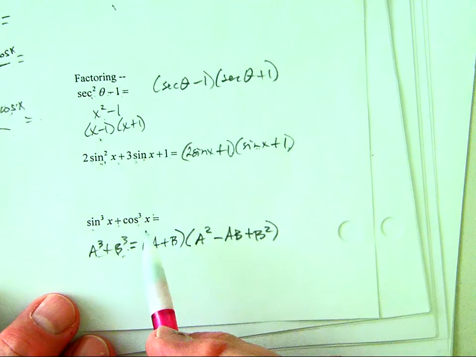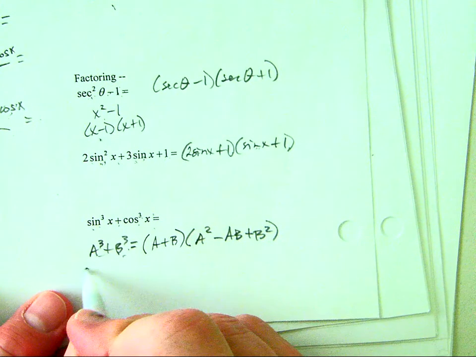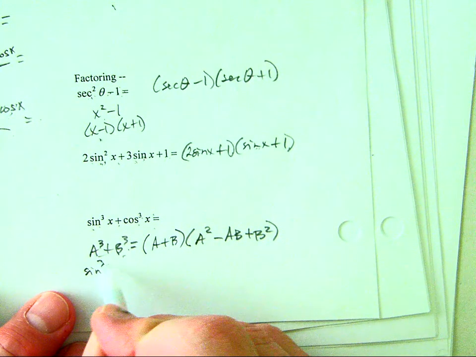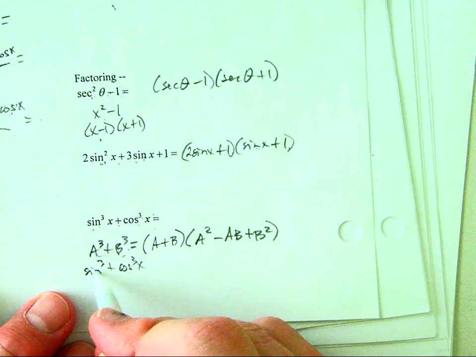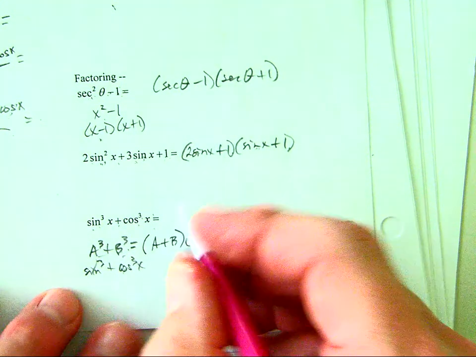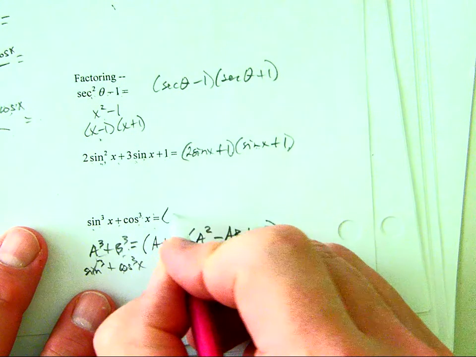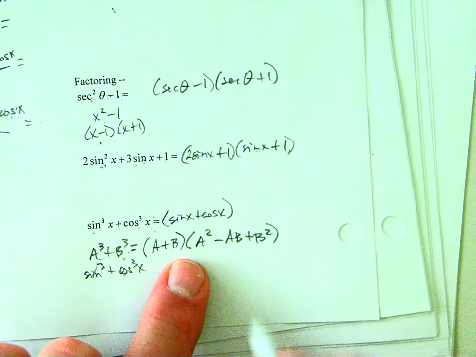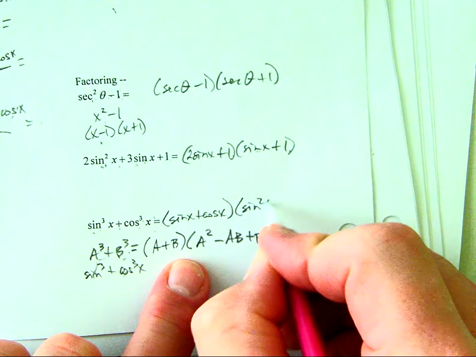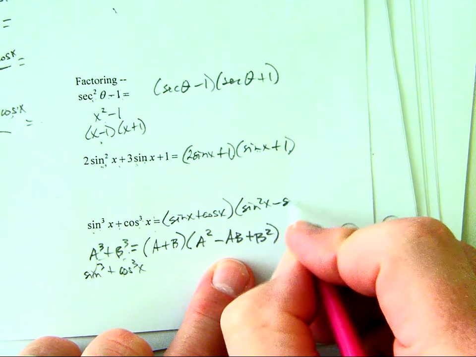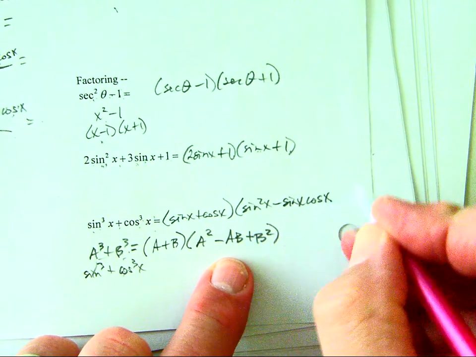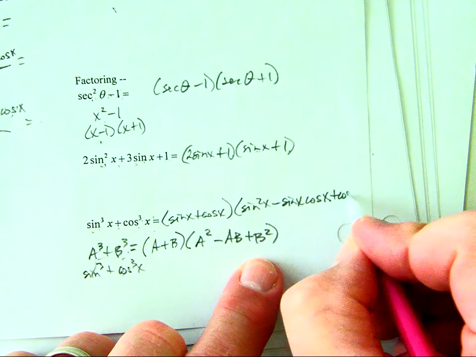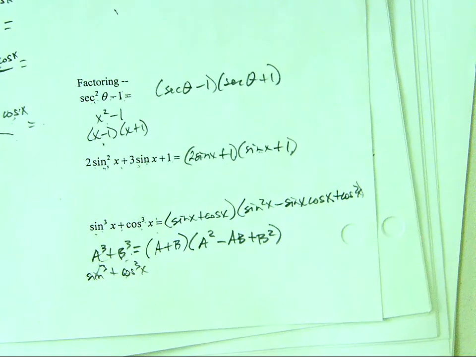Well, we're going to do the same thing with this. Instead of a cubed plus b cubed, we have sine cubed plus cosine cubed. So sine is substituted in for a, cosine for b. So if we do the same thing, a plus b becomes sine x plus cosine x. Then we have a squared, that's sine squared. Minus ab, that's minus sine x cosine x. And plus b squared, that's plus cosine squared. So it factors like that.